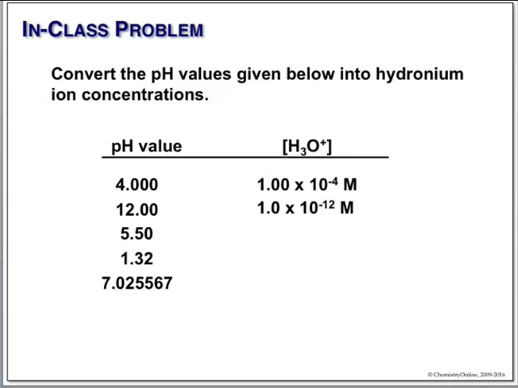Now it gets a little more complicated. You would type in minus 5.5 and hit 10 to the x. And that's 3.2 times 10 to the minus 6. Wait, what do you put? Not 5.5 times 10, but 10 to the minus 5.5. Remember, it's 10 to the minus pH. This is going to be 10 to the minus 1.32.